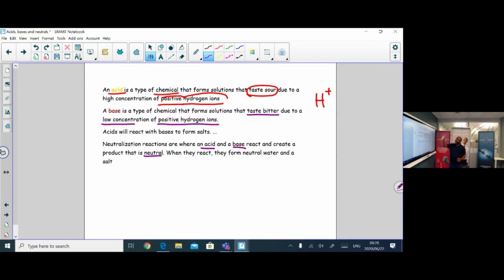An acid: sour taste, high positive hydrogen ions. A base: bitter taste, low positive hydrogen ions. Neutral, from the term itself, means there's no charge. If I were to ask you about the charge: positive ions, high for acids, low for bases, and neutral means no charge. It's a very good introduction. Let's move on.